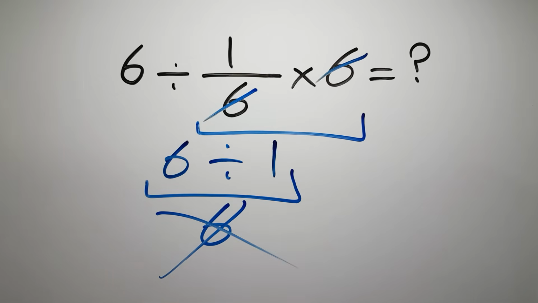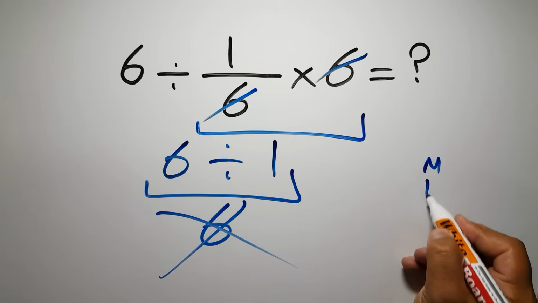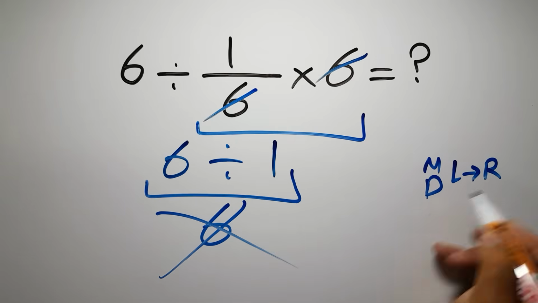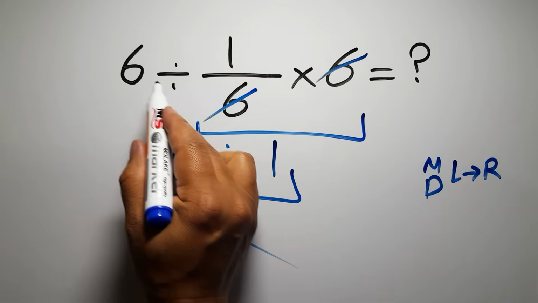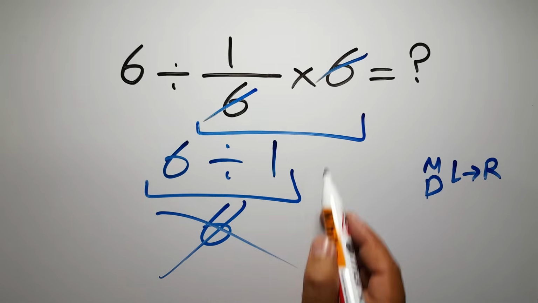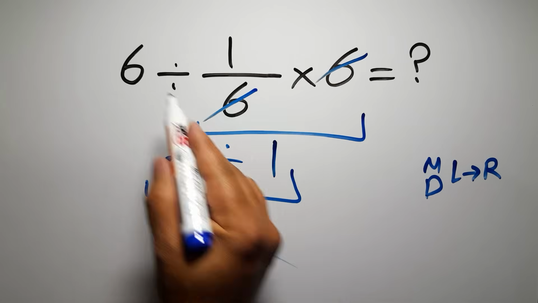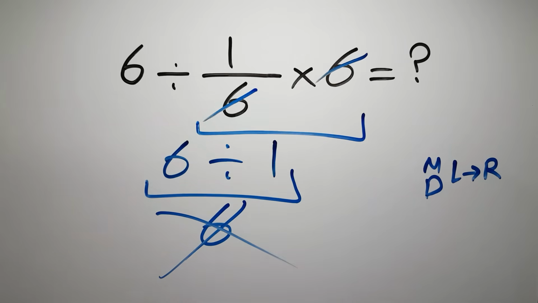Because according to the order of operations, multiplication and division have equal priority, and we have to go from left to right. So here, first we have to do this division, then this multiplication. If we do this multiplication before this division, it is wrong.